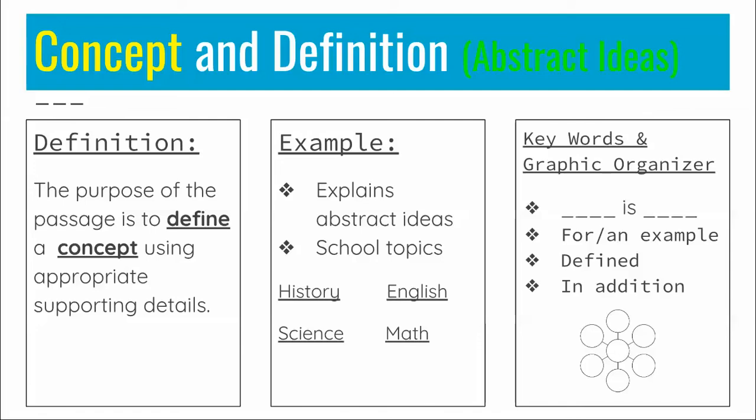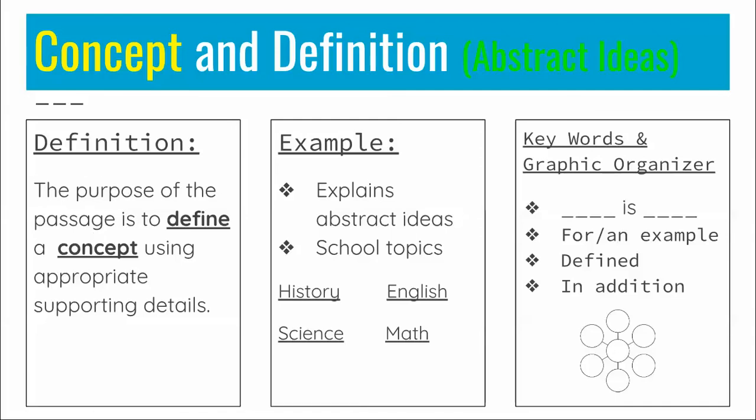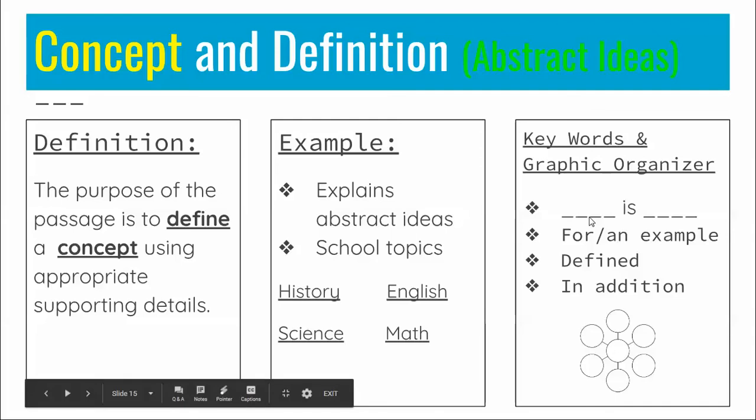So concept and definition is very much like enumeration and listing. It has a center idea, and there's a lot of details to describe it. Look at the definition. The purpose of the passage is to define a concept using appropriate supporting details. Some examples in the middle. It explains abstract ideas and school topics. You see them in history and English and science and math. Some keywords. Almost always, one of the first sentences is going to be, this is this.